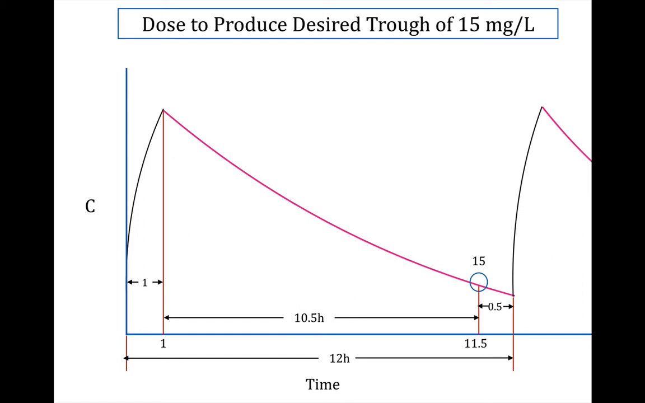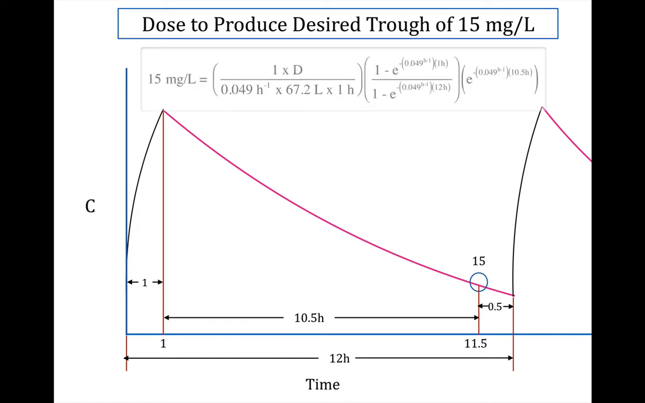So let's refine that equation and put some numbers in. First of all, we decided that we wanted a trough of 15 milligrams per liter. That trough is going to occur 10.5 hours after the end of the 1 hour infusion, because the trough is going to occur a half an hour before the next dose. The 10.5 goes into the part of the equation for time after the end of the infusion. And then all we have left that's unknown is the dose. So let's move on to the calculation.